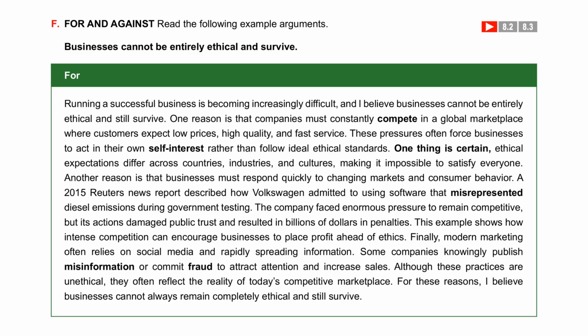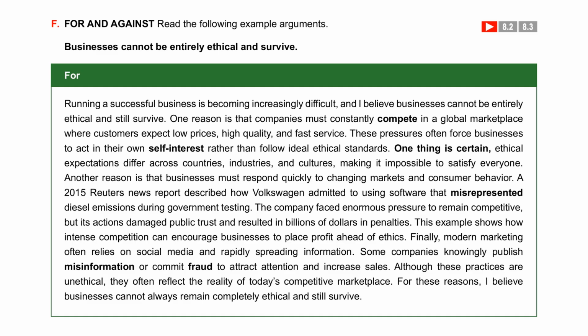Another reason is that businesses must respond quickly to changing markets and consumer behavior. A 2015 Reuters news report described how Volkswagen admitted to using software that misrepresented diesel emissions during government testing. The company faced enormous pressure to remain competitive, but its actions damaged public trust and resulted in billions of dollars in penalties. This example shows how intense competition can encourage businesses to place profit ahead of ethics.